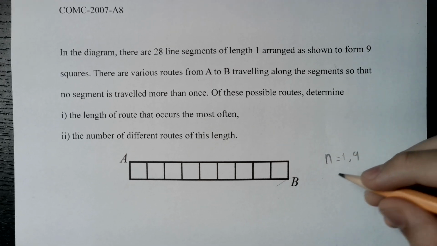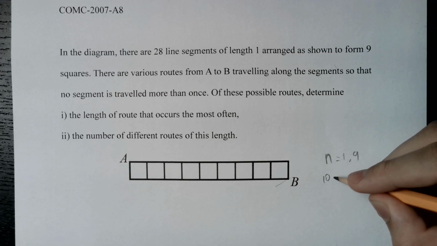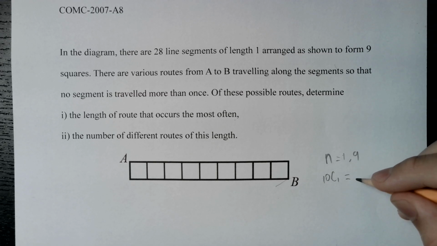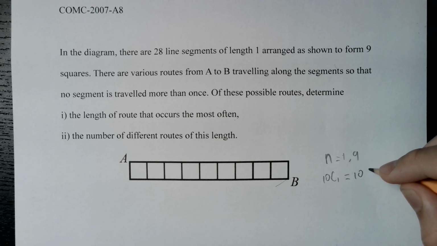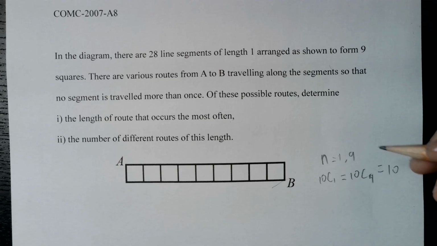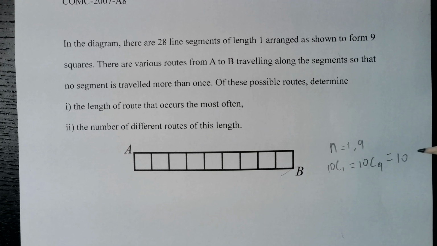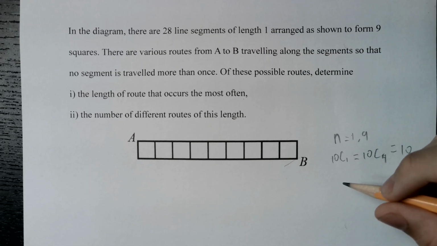So for n equals 1 or 9, the total number of routes is going to be 10 choose 1 or 10 choose 9. These are both the same, by the way, and this is equal to 10. So the number of routes is going to be 10. Now let's look at n equal to 3 and 7. Remember, we need to look at odd integers because the total number of vertical movements has to be odd.